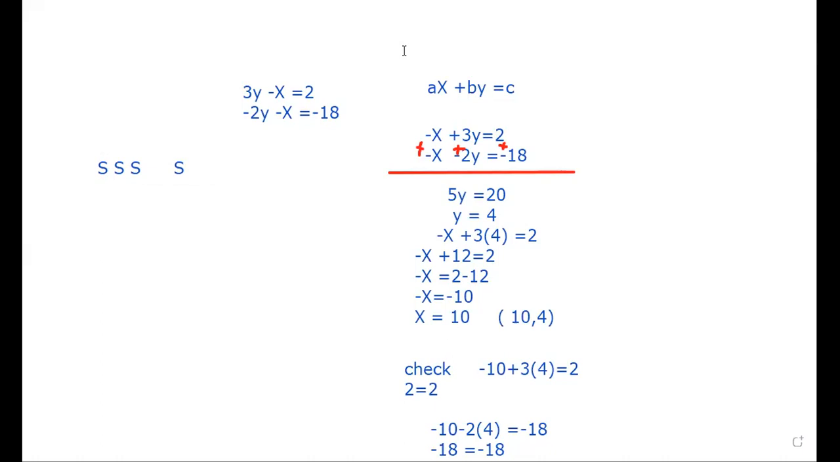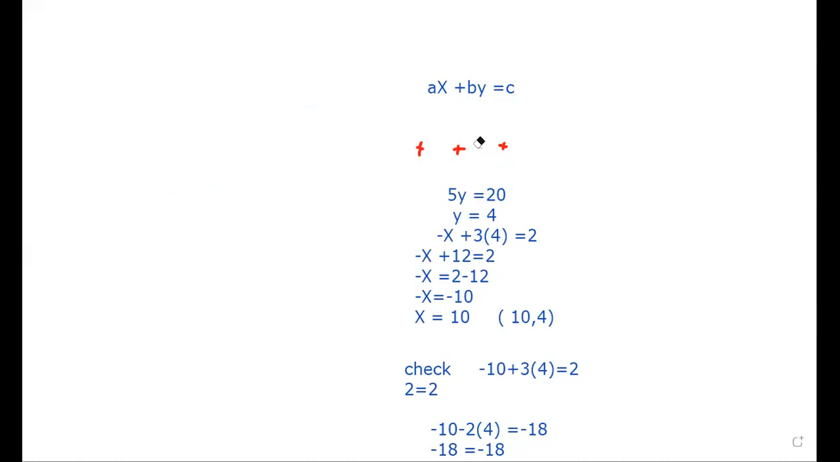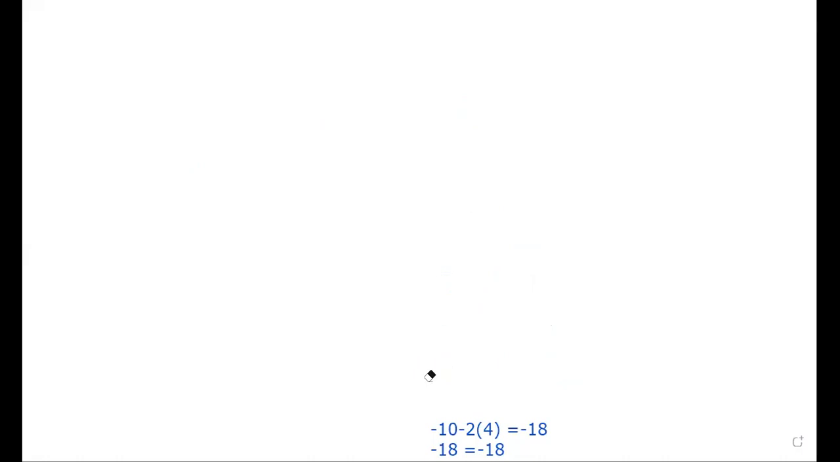When you have a number and its additive inverse, you will add. When you have the same number with the same sign, you have to subtract. Is that clear? So this is when you have a system of equations and we want to simplify it or eliminate by adding and subtracting.